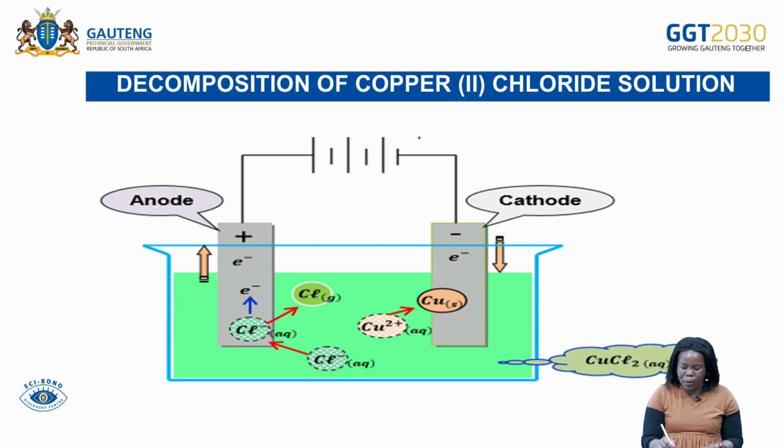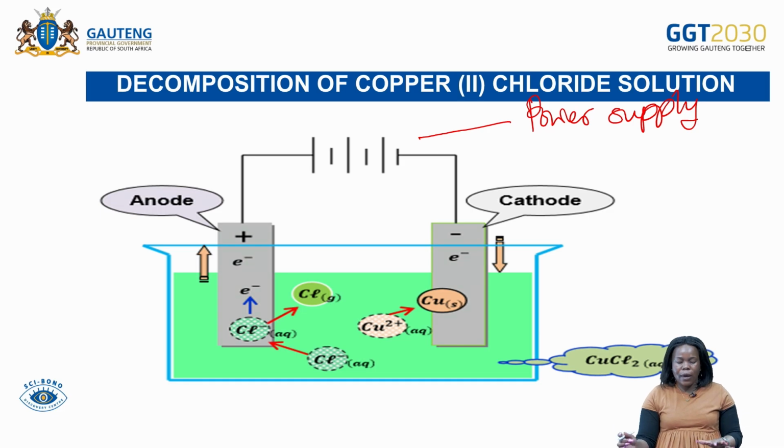So this is a power supply. Remember we said that the reaction is non-spontaneous, meaning that it needs some kick. It needs the power supply. It needs some energy for it to be able to move forward or to happen, all right? So this is our power supply. And then we've got two electrodes. Remember we said they're solid, we can use carbon as electrode. So this is our cathode.